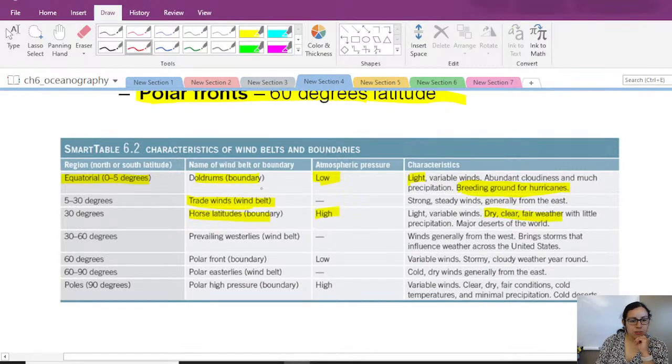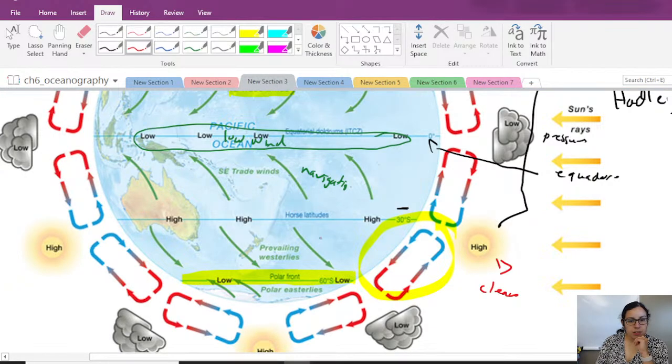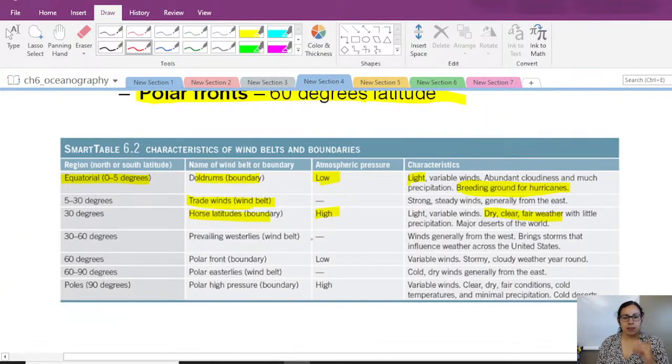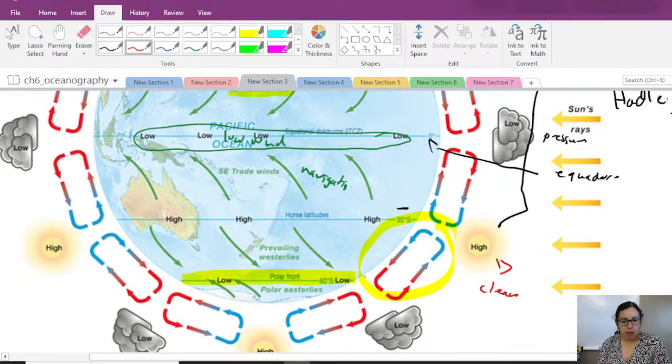And then we have our westerlies again, just looking back and correlating. Those usually bring storms, especially across the US. Then our polar front, where we mentioned there's a polar storm, so generally cloudy, stormy. So now we're back to here, and look at the cloud that correlates with it.